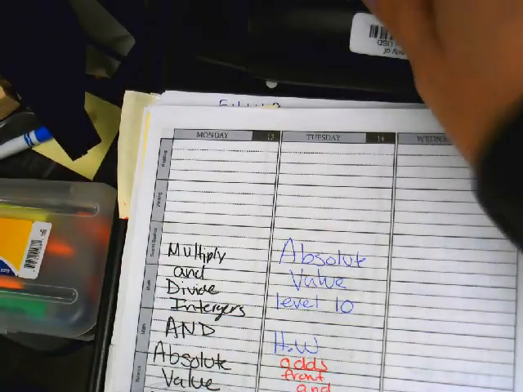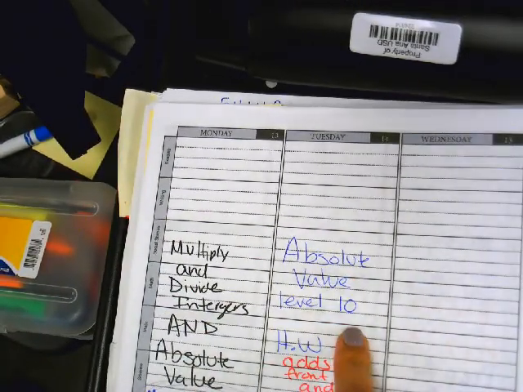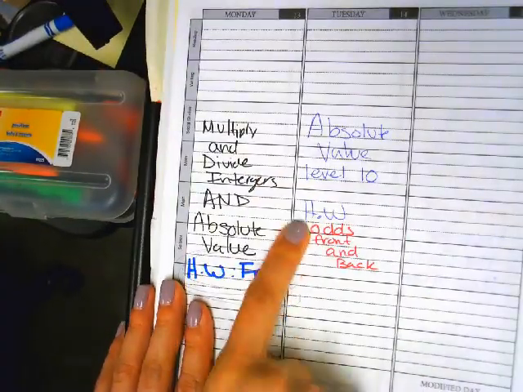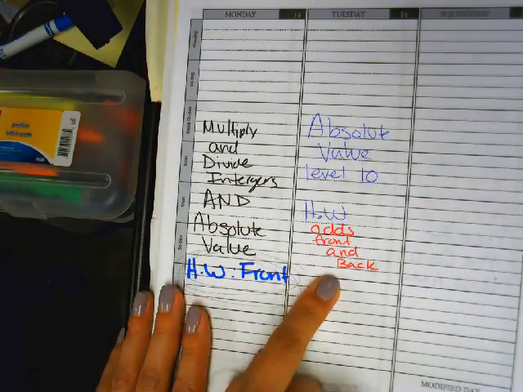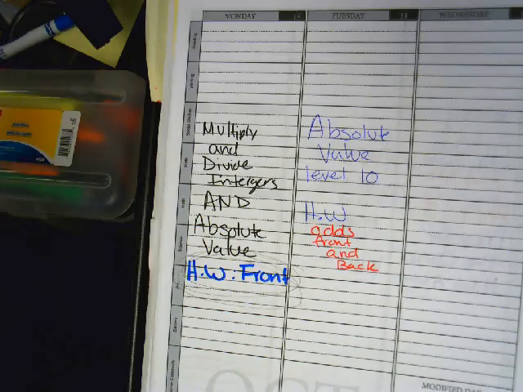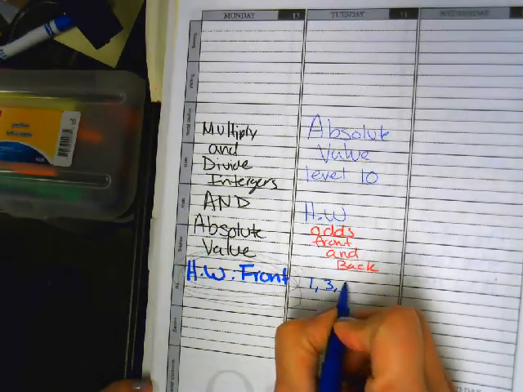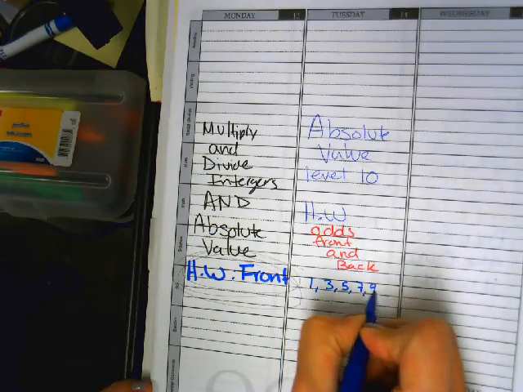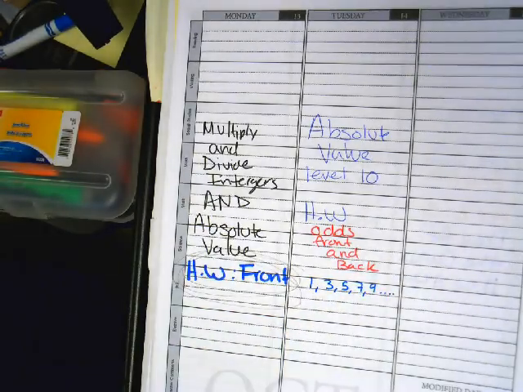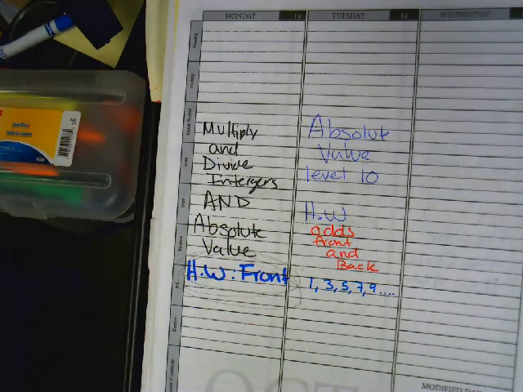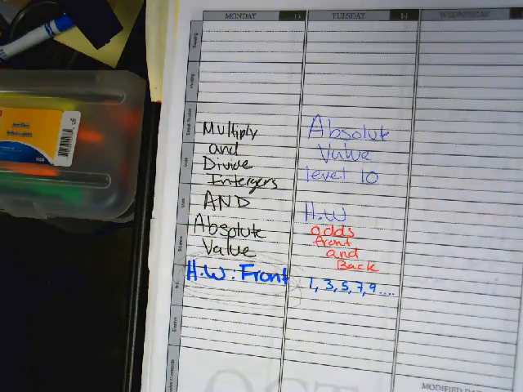Thank you. Okay, we're going to do absolute value level 10 today. Your homework, write this down. Odds, front and back. What are odds? 1, 3, like numbers that are not even. 1, 3, 5, 7, 9, right? So front and back, all of the ones that are odd. So whatever is odd, you do it. Okay, ready?